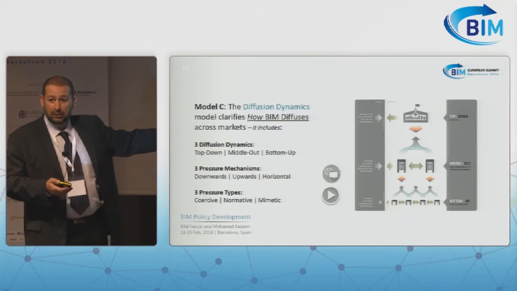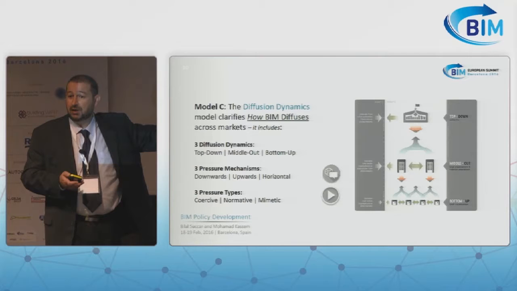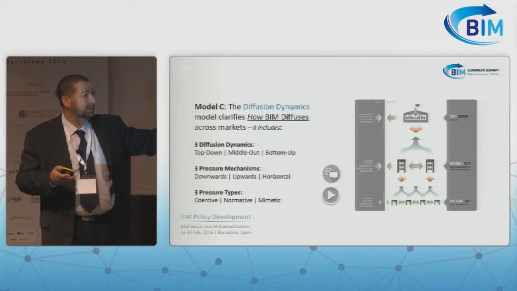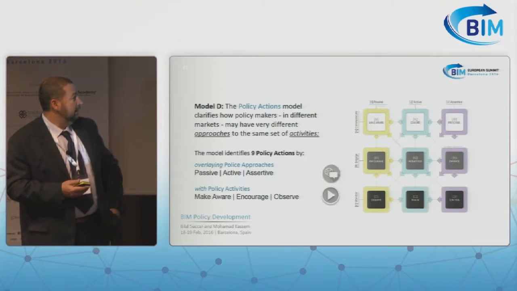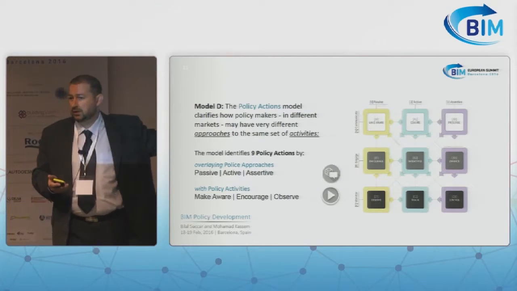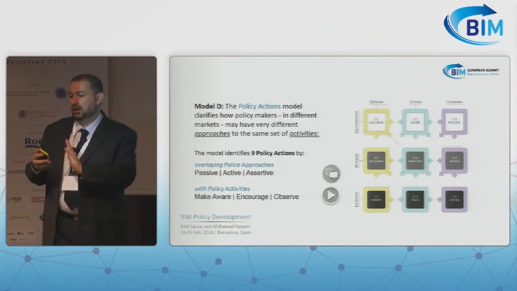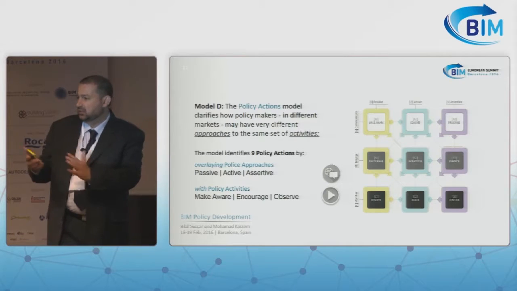So that's another model, and we can look at countries and see what kind of dynamic suits that country, or what kind of dynamic is applied in that country, and based on that, other things ensue. The fourth model, here we are looking at the policy actions taken by the policymaker. Some countries prefer a passive approach by the policymaker, so the policymaker does not do anything, really.